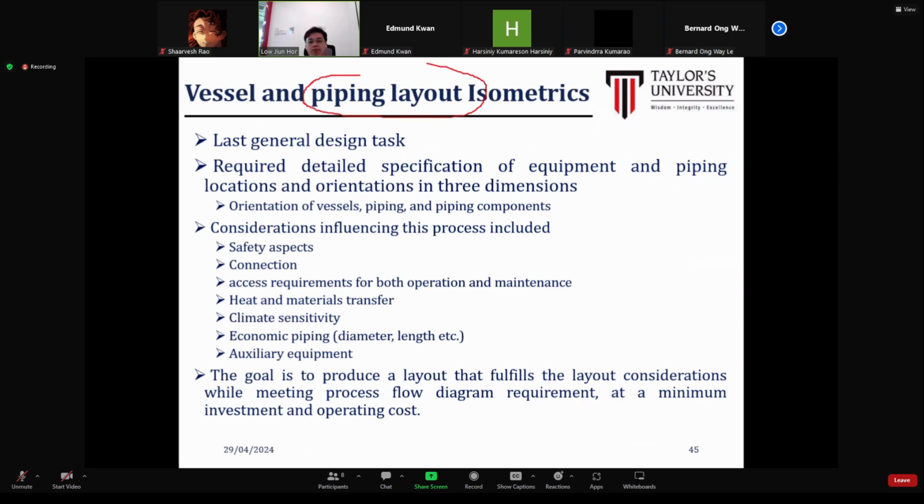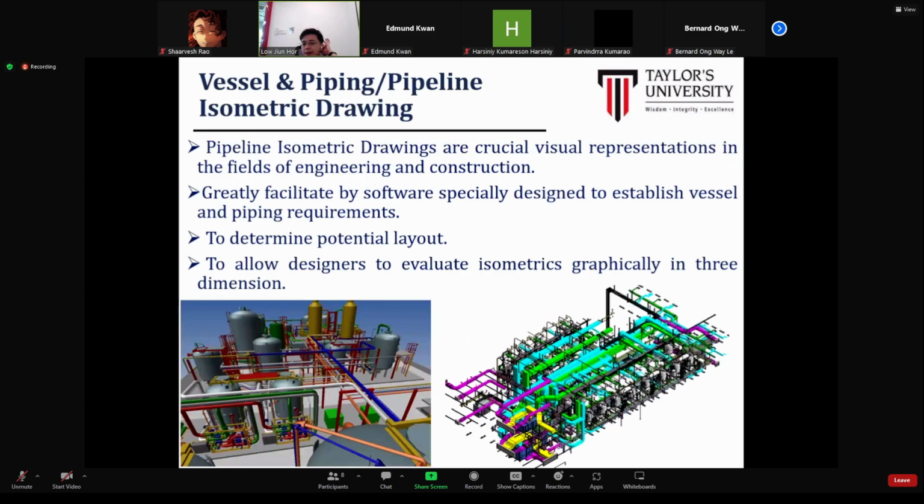piping layout. That means now we can proceed to decide how we are going to connect these unit operations together by using piping. Where you should install the pipeline, and what the orientation of the pipeline is, you need to consider under the piping layout here. For example, this one is the piping layout.